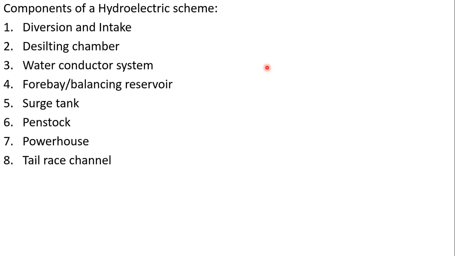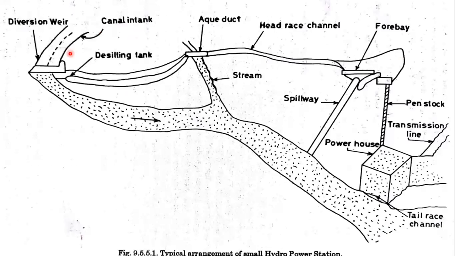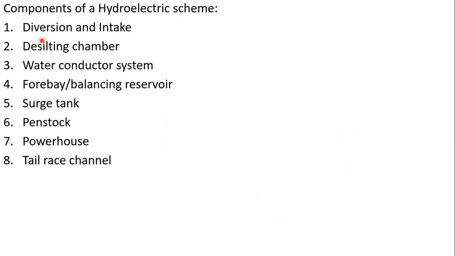Next one, what are the components of a hydroelectric scheme? We will discuss now. This hydroelectric scheme contains these basic and common components, and the diagram is shown in the next slide. Depending upon the diagram, we are taking these main components. So the first one is diversion and intake.